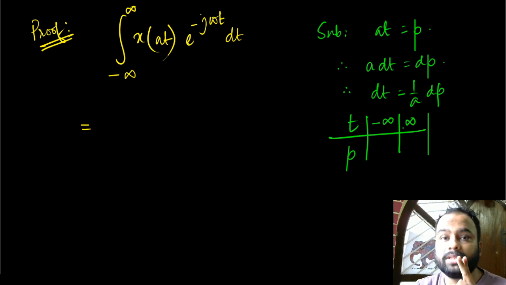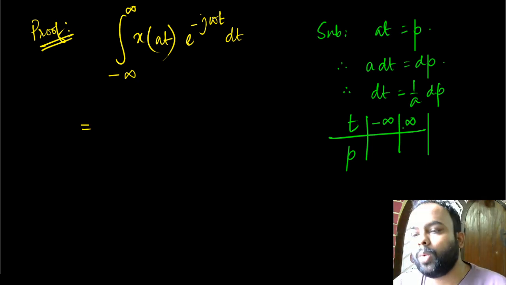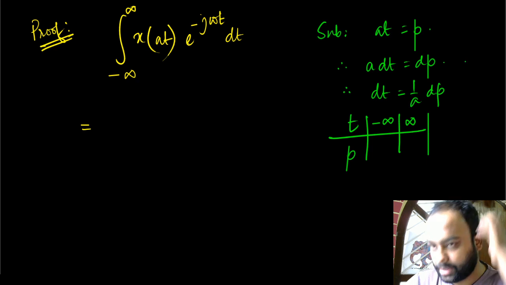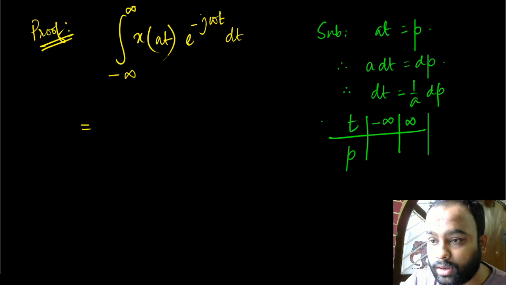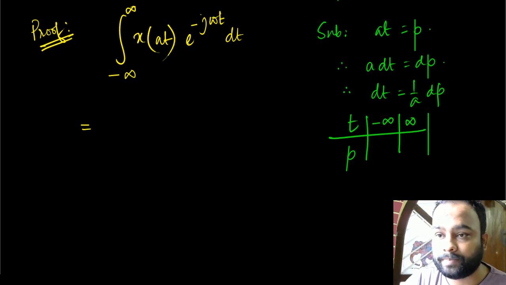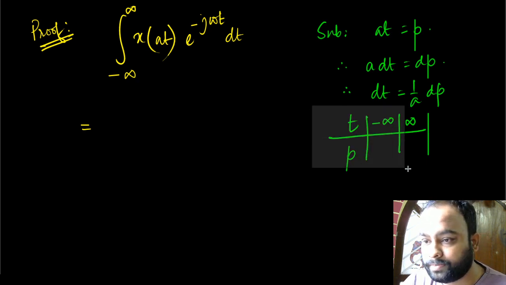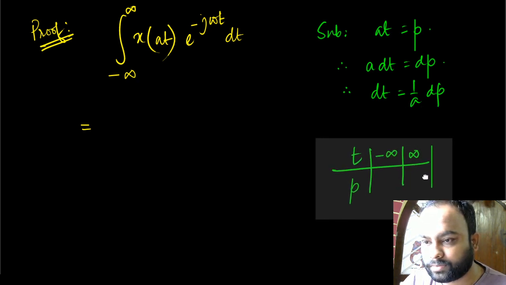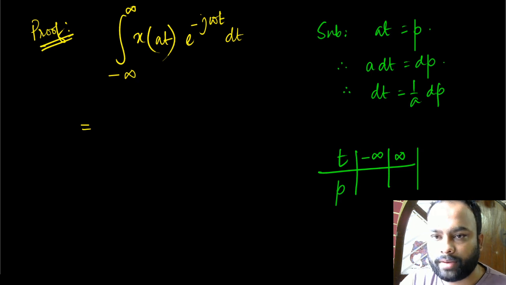And we have two possible situations. What are the possible situations? We have one situation where a is a positive quantity. So let's consider this to be my case 1.